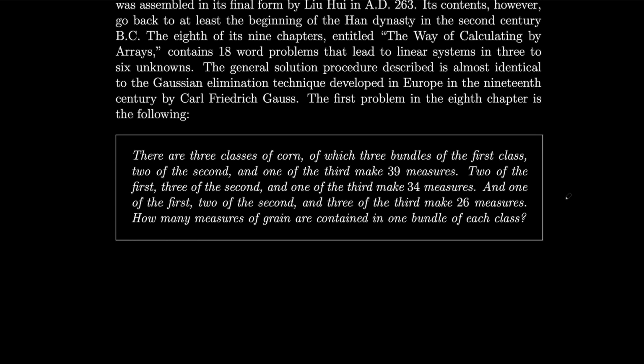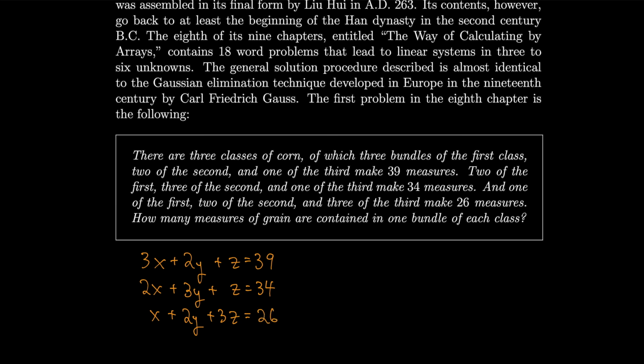So let's start out with the first equation, 3x plus 2y plus z equals 39. Then 2x plus 3y plus z equals 34. And then x plus 2y plus 3z equals 26.